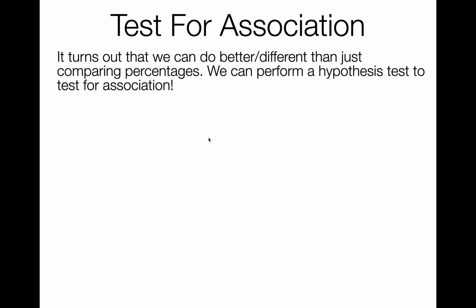Now, here's a reading assignment, page 517 to 520, that talks about association and independence in greater detail. Okay, so in the next video, we're going to talk about a test for association. It turns out we can just compare probabilities, but that's not maybe the best thing that we can do. We can do something different, which is a test for an association. And so that's what we'll talk about next time.